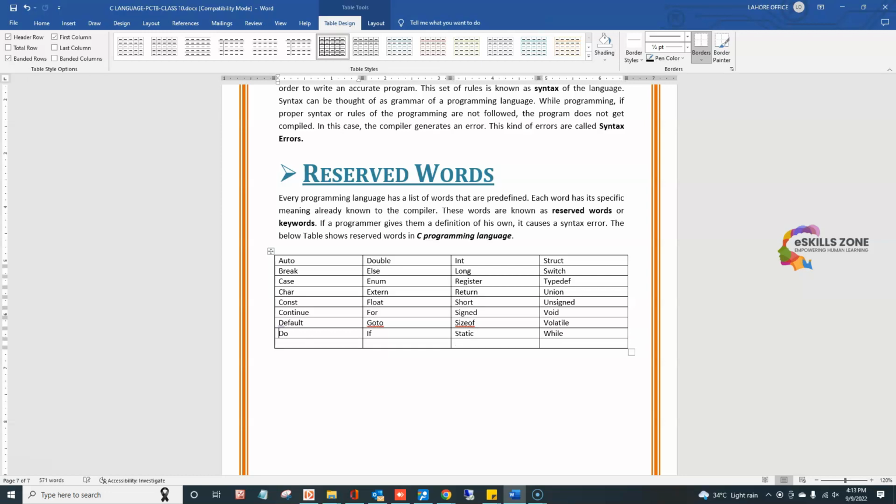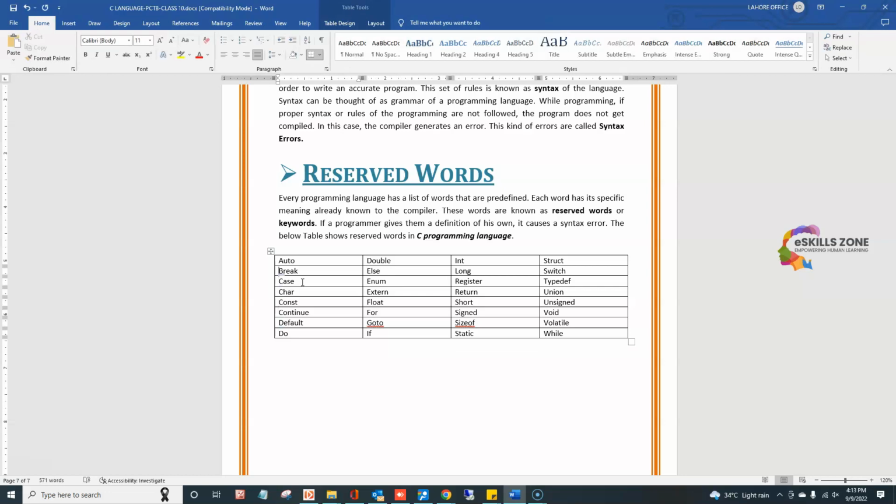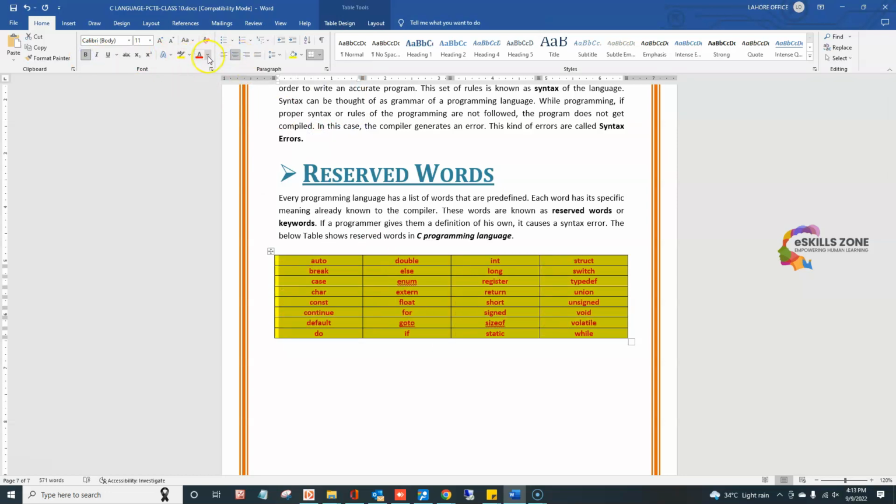So you can see these are all the reserved words. C is a case sensitive language, so I'm going to write all of them in small case. That is the best way to represent all these words, which are called keywords or reserved words in C language.